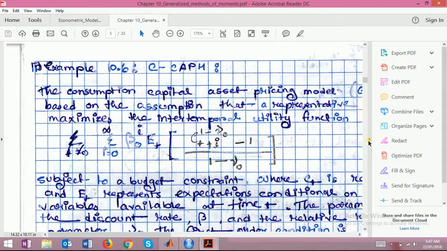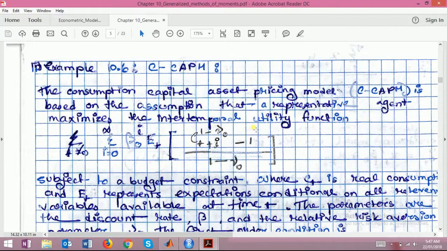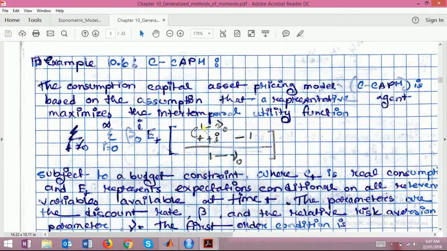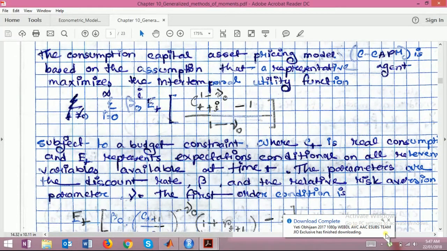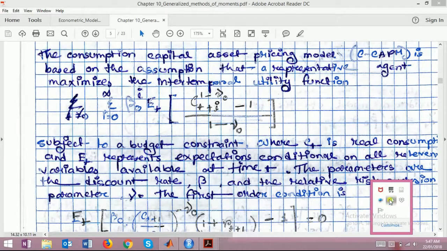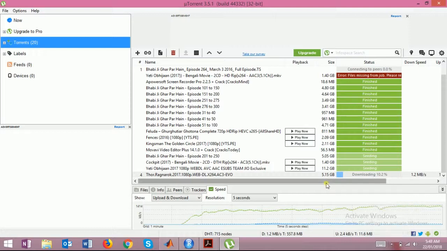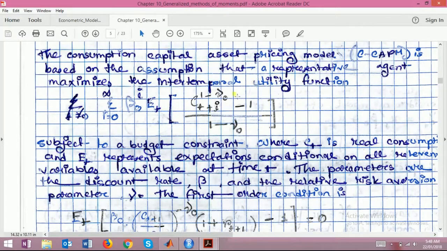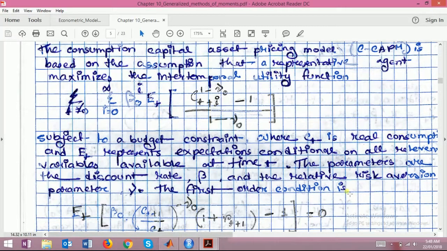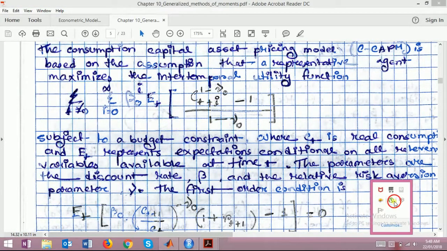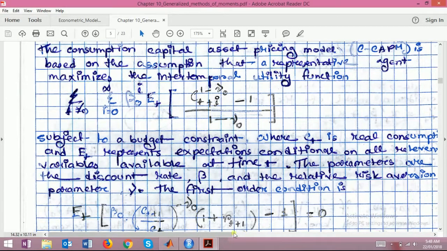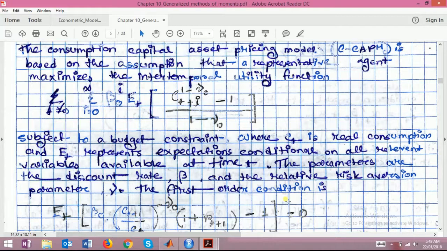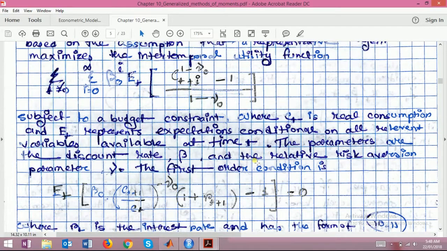Before estimation, this was the consumption capital asset pricing model, which is based on the assumption that a representative agent maximizes the intertemporal utility function subject to a budget constraint, where consumption is real consumption, and E represents expectations conditional on all relevant variables available at time t. The parameters are the discount rate, beta, and the relative risk aversion parameter, tau naught.